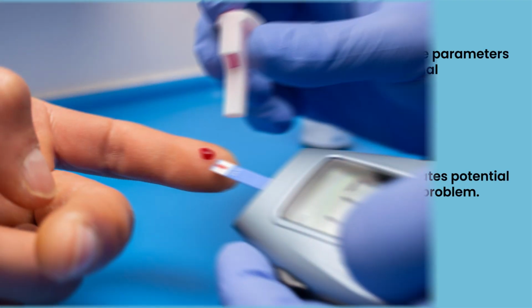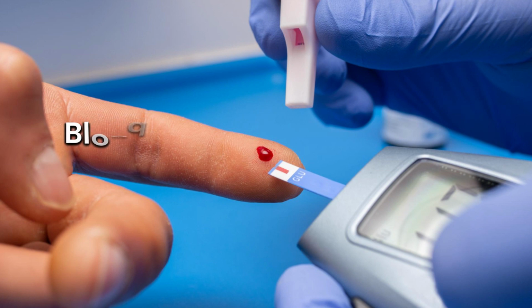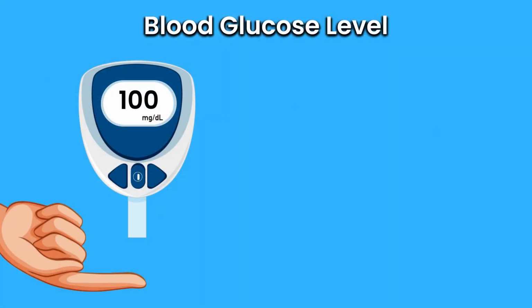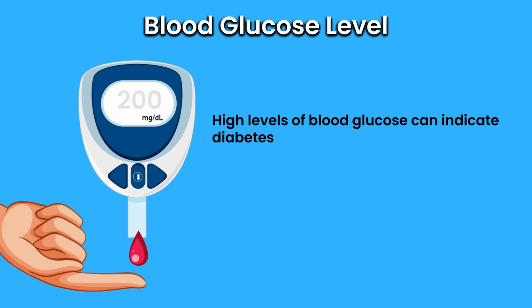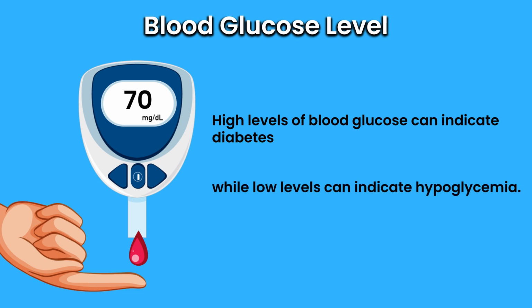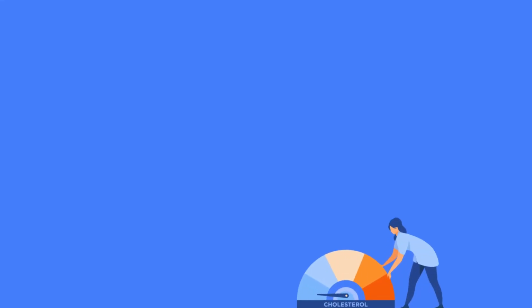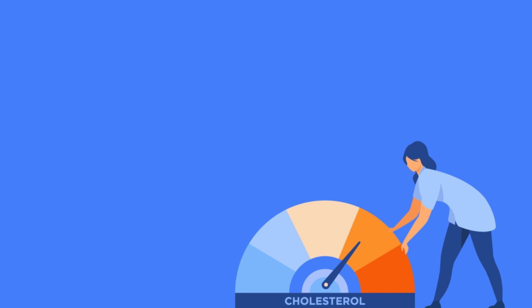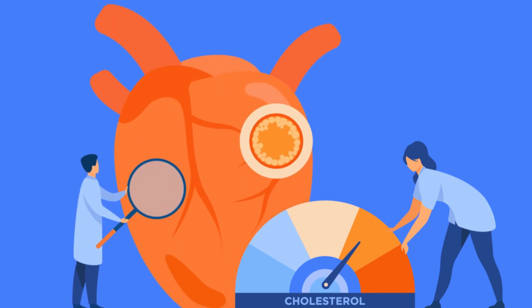Another important parameter measured in blood tests is the blood glucose level, which measures the amount of sugar in the blood. High levels of blood glucose can indicate diabetes, while low levels can indicate hypoglycemia. Additionally, cholesterol levels are often measured to indicate the risk of heart disease.